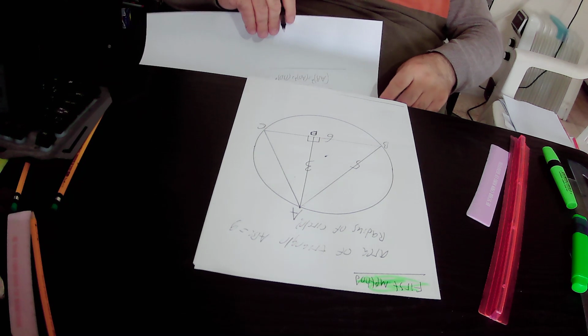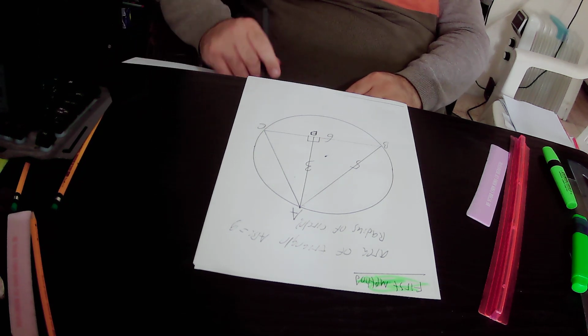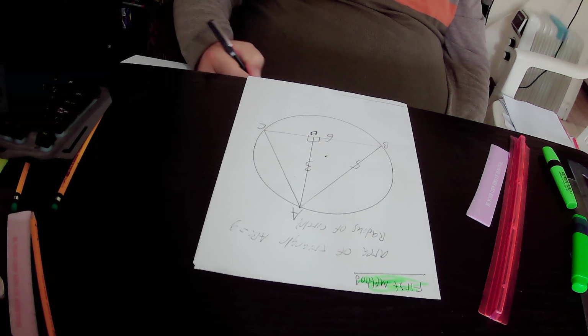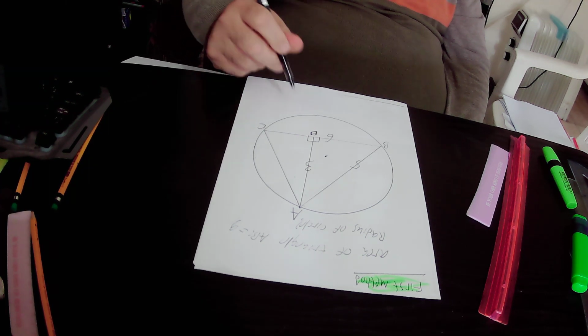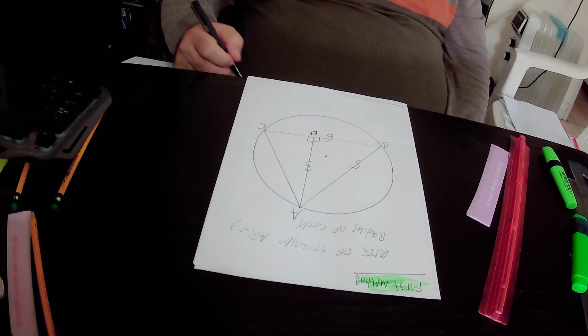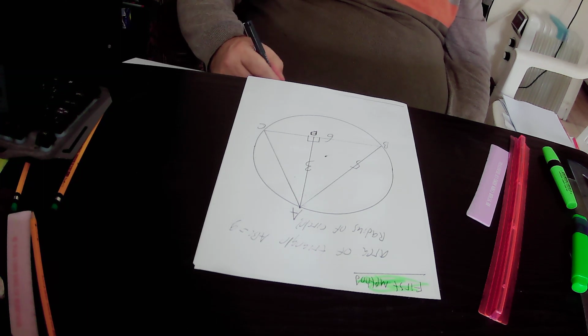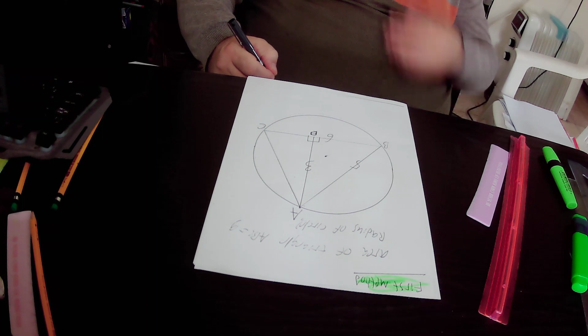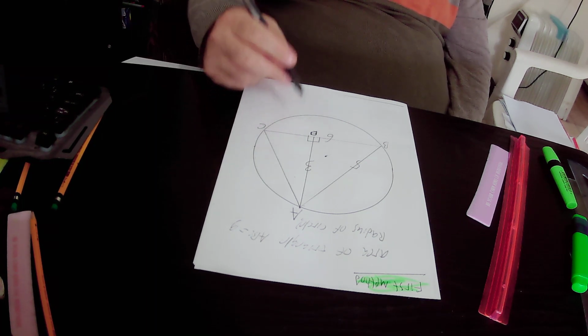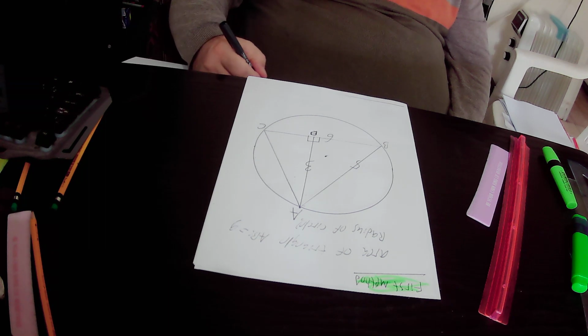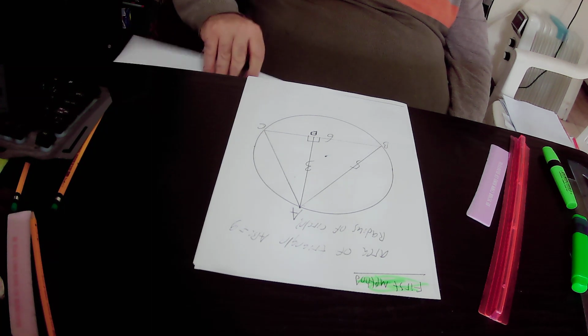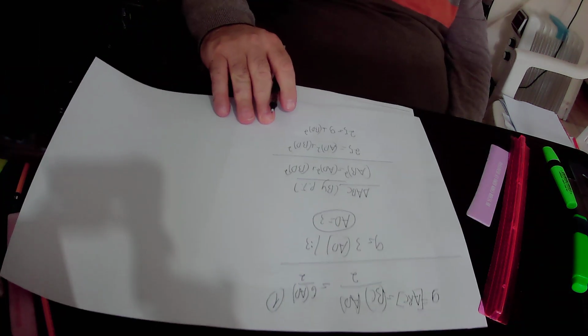AB equals 5, so AB square is 5 square, that is 25. And it is equal to AD square plus BD square. So 25 equals AD square. AD equals 3, so AD square is 3 square, that is 9, plus BD square. So in conclusion, we found out that 25 equals 9 plus BD square.